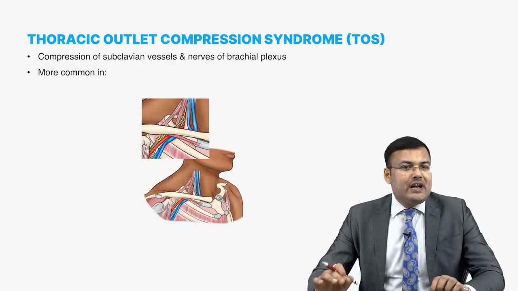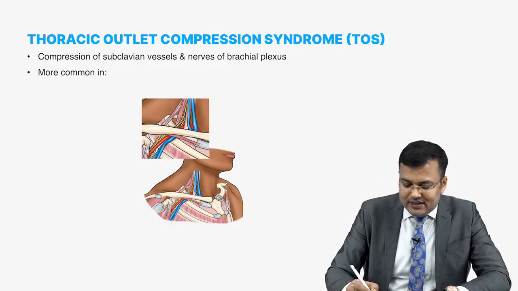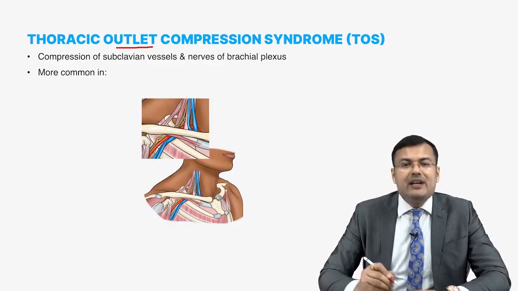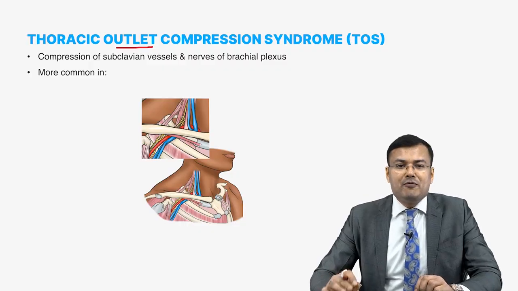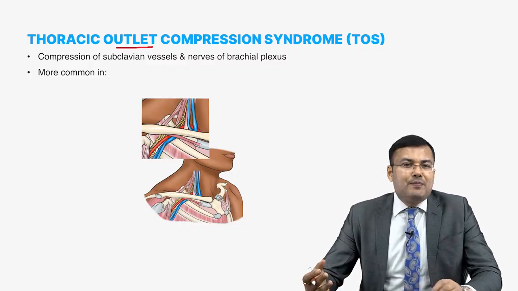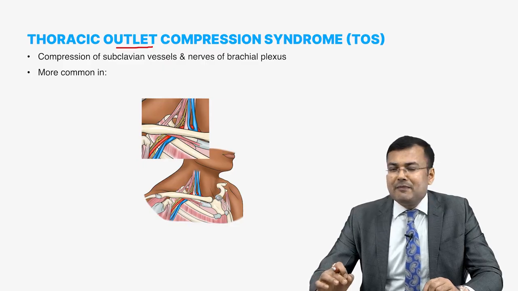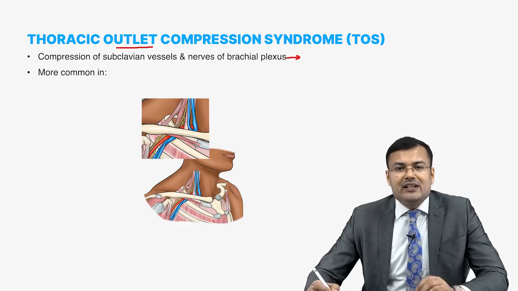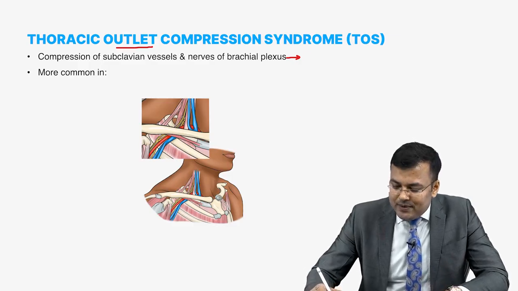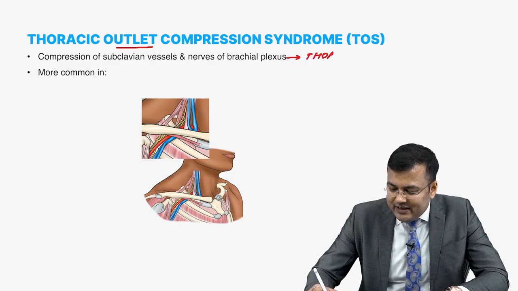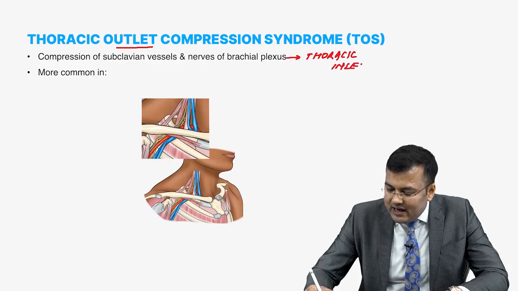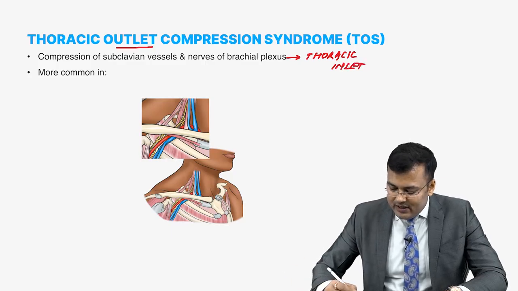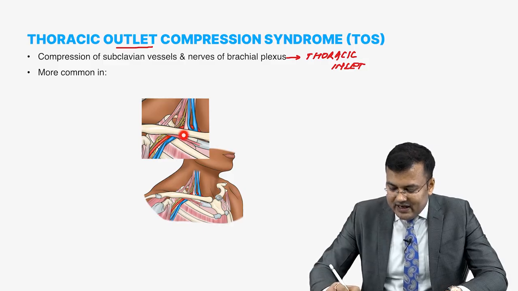Next condition is thoracic outlet compression syndrome. First, thoracic outlet compression syndrome, guys, is a misnomer. Why? Because here there is compression of subclavian vessels and nerves of brachial plexus, not at the outlet. This compression occurs at thoracic inlet, not at the outlet. Now see the inlet and outlet. This region is inlet and this is outlet.